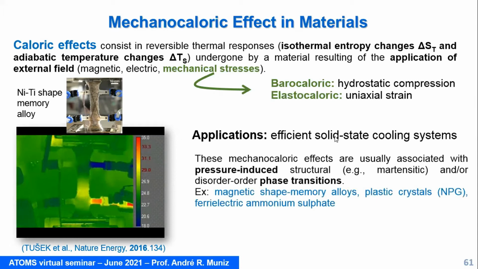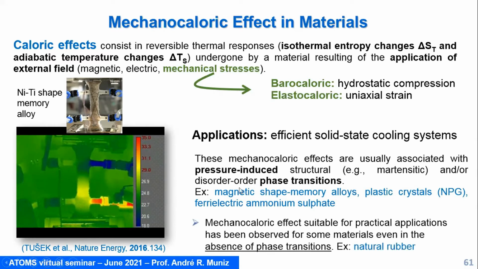But this effect is usually associated with structural phase transitions, either induced by pressure, either structure type or disorder type. But there are materials that exhibit a good mechanical caloric response, but there are no phase transitions. One example is natural rubber.